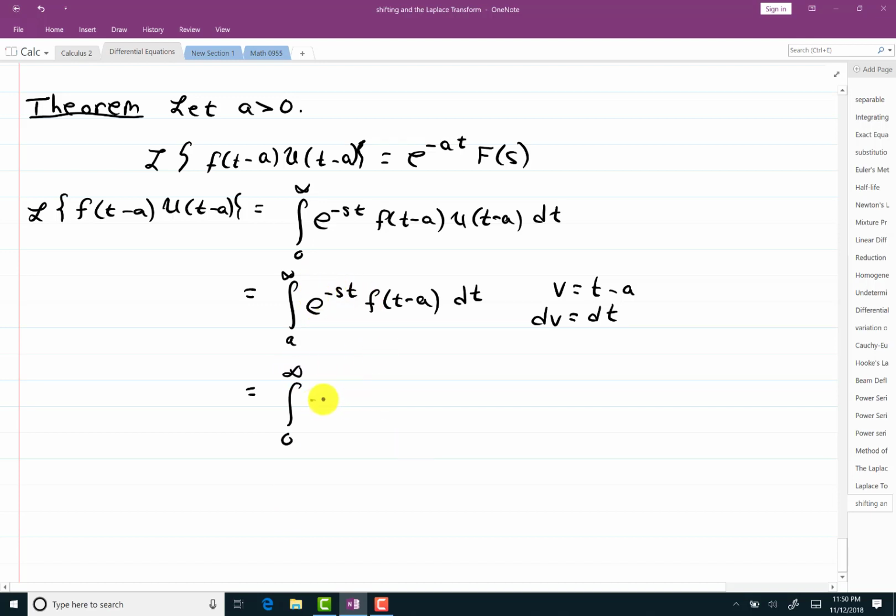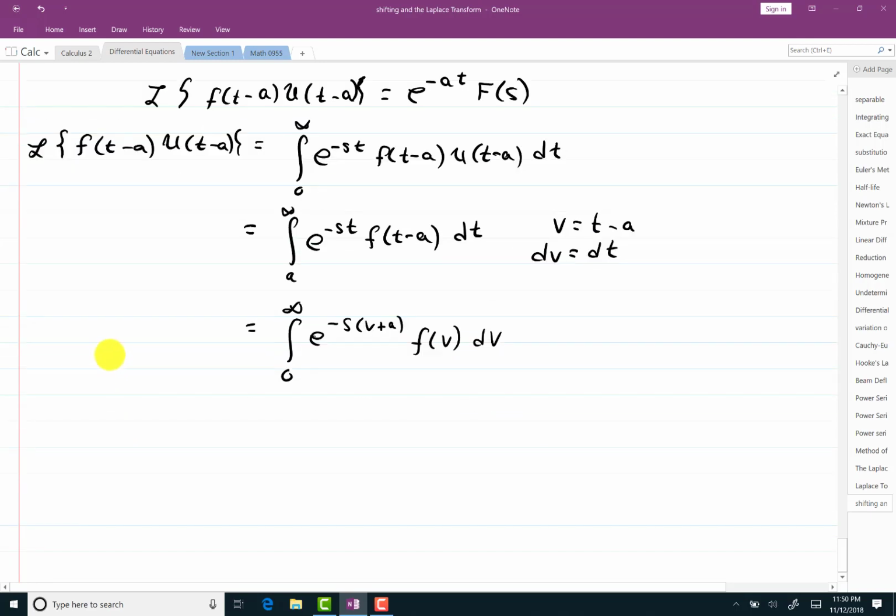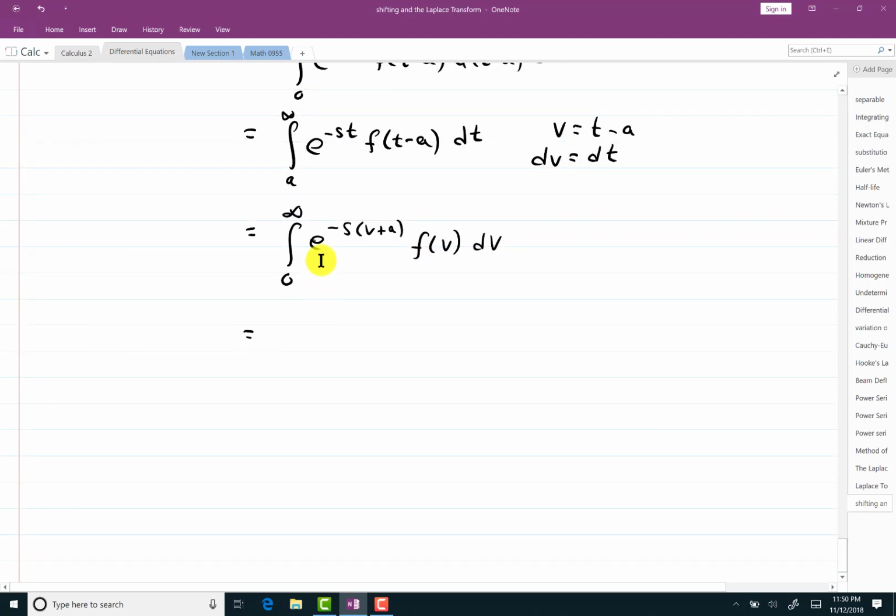And then I'll have e. Now I'm going to replace the t portion of this with v plus a. E to the negative s times v plus a. But the f part will simply be f of v, and the dt part will be dv. And then I'm going to rewrite this as 0 to infinity, e to the negative sv times, and I'll pull out the e to the negative sa, f of v dv.